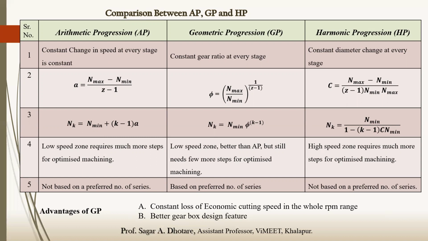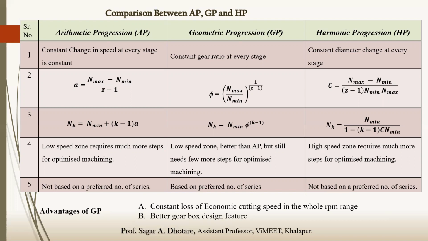Now to calculate the speed for the next step: nk is equal to n minimum plus k minus 1 into A. In geometrical progression, n minimum multiplied by phi raised to k minus 1, and in harmonic progression, nk is equal to n minimum divided by 1 minus k minus 1 into C into n minimum. So these are the equations we can use to calculate the speed variation in the next stage.